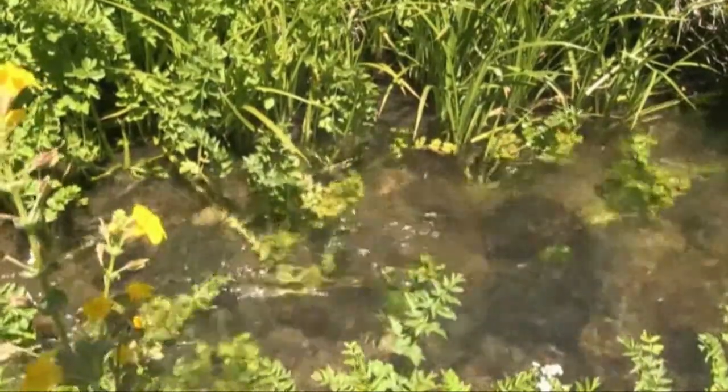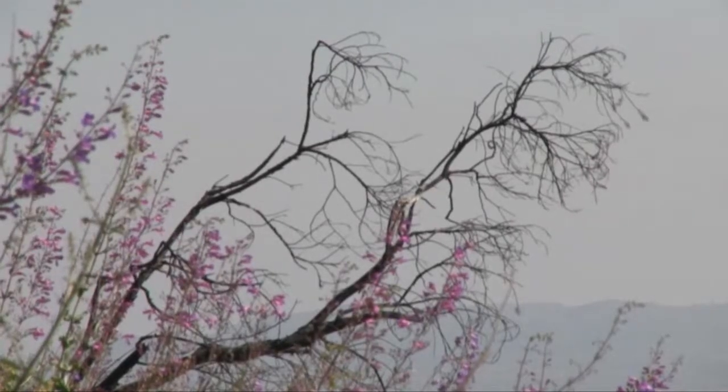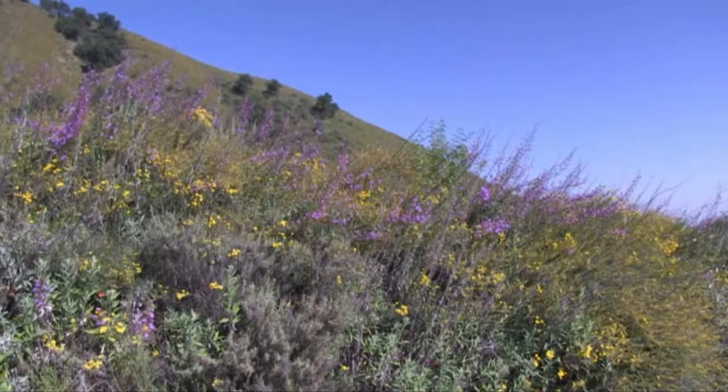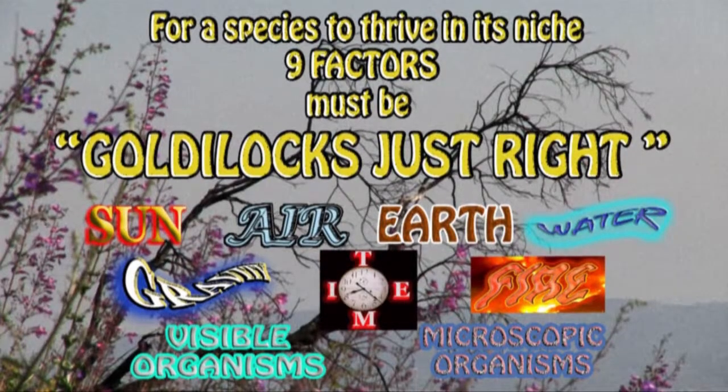This is a short introduction to the concept of Goldilocks ecology. It's a practical method to understand a habitat, a species, and a niche. Wherever you are, there are 9 factors that are acting together to make the habitat and the niche you occupy at that moment.